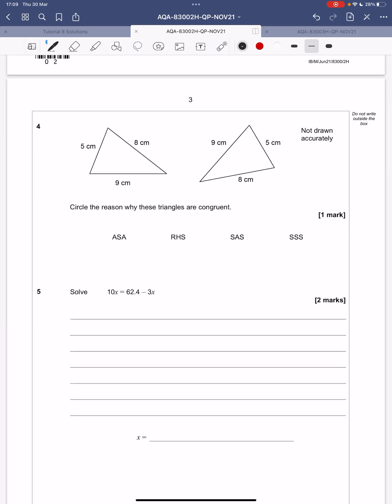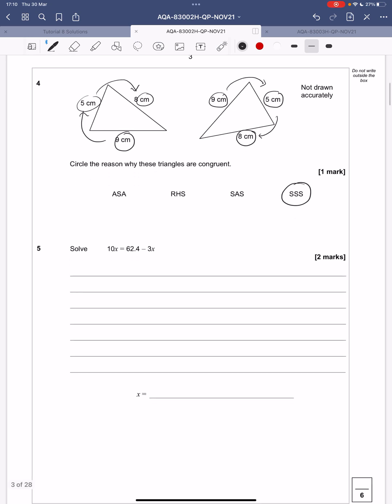Circle the reason why these triangles are congruent. Congruent means exactly the same lengths of sides and exactly the same angles. So we've got a 9 followed by a 5 followed by an 8. Going around like this one, it's got a 9 followed by a 5 followed by an 8. Okay, you don't need to worry about that directional, but so it's side, side, side. A is for angle, S is for side.